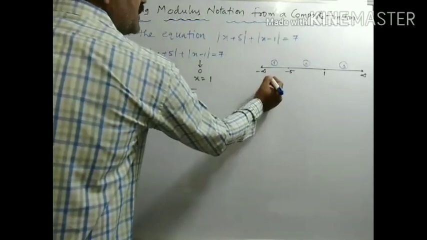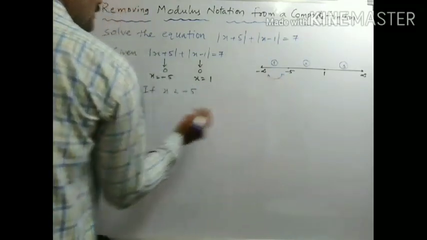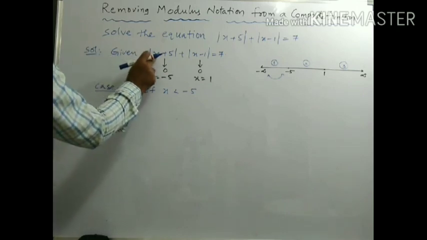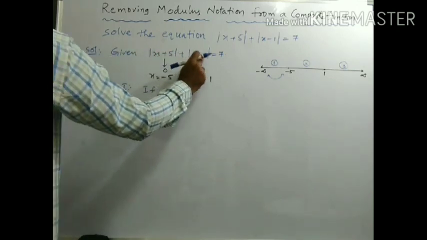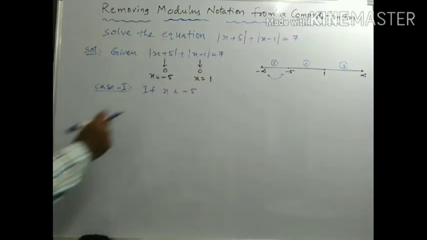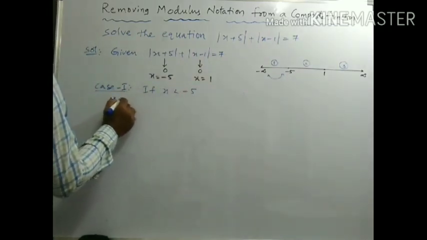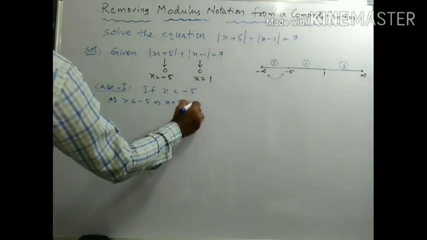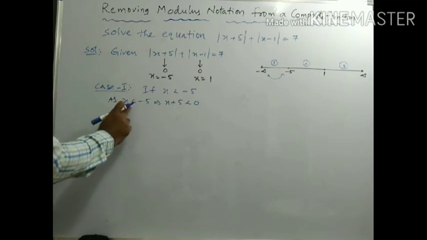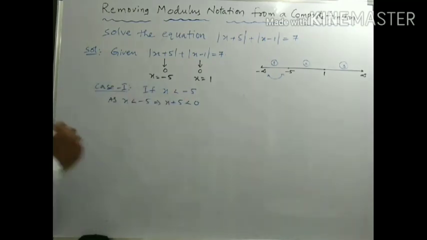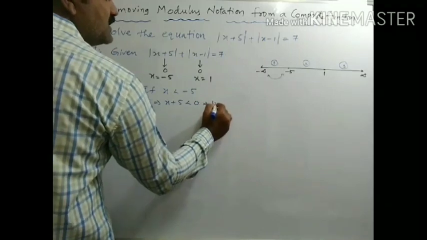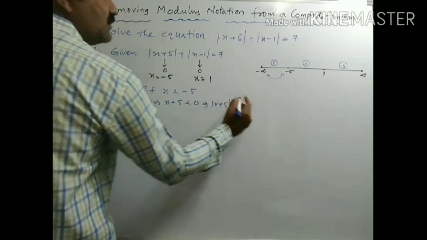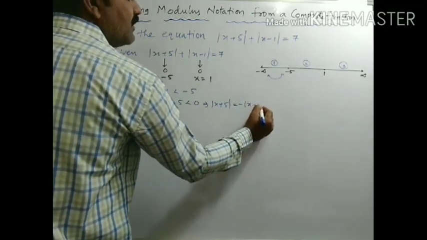This is the part we are going to discuss here. Now when x is less than minus 5, we need to study the sign of x plus 5 as well as x minus 1. As x is less than minus 5, that implies x plus 5 is less than 0, isn't it? Just bring this side. x plus 5 is less than 0. Hence, modulus of x plus 5, because it is negative, less than 0, equals minus of x plus 5.